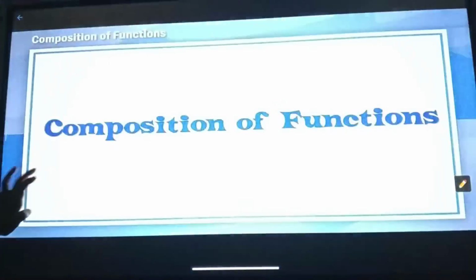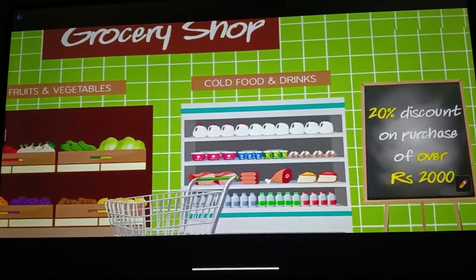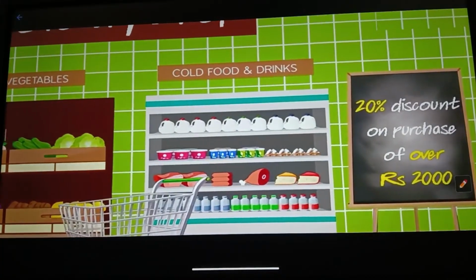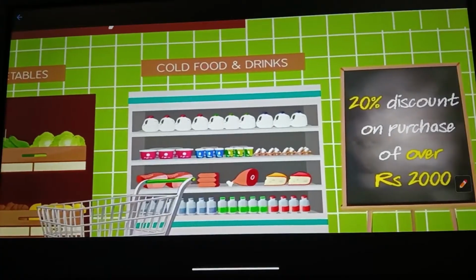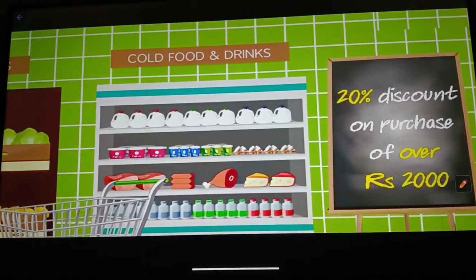In this module, you will learn about the composition of functions. Suppose you go to a grocery shop and the shopkeeper offers you a 20% discount on the purchase of groceries exceeding 2000 rupees, and you purchase grocery worth 5000 rupees from the shop. Can you calculate the discount that you will get on this purchase?